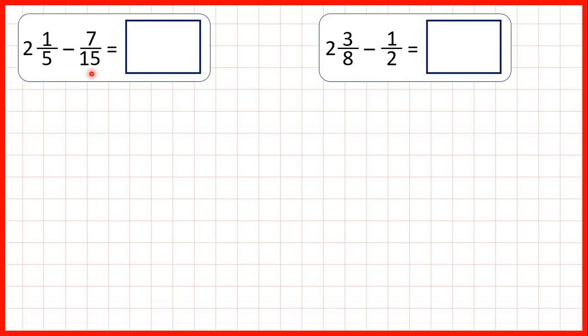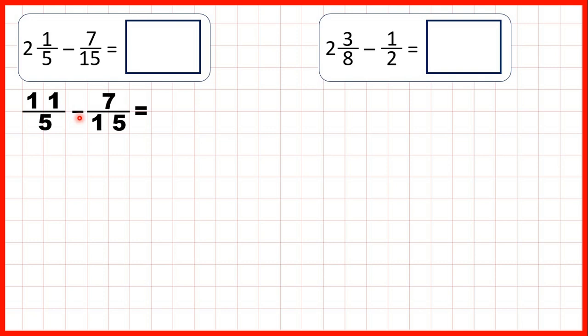So here we're subtracting a fraction from a mixed number, and this time we're going to subtract by first turning our mixed number into an improper fraction. To turn a mixed number into an improper fraction, we multiply the whole number by the denominator and then add the numerator. So 2 times 5 is 10, plus 1 is 11, so that's 11/5.